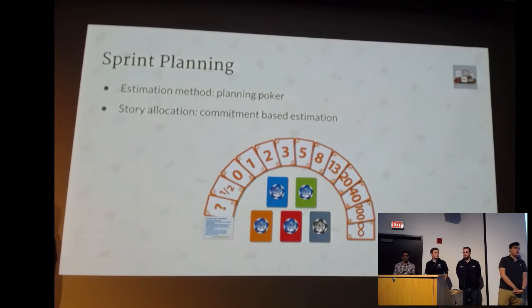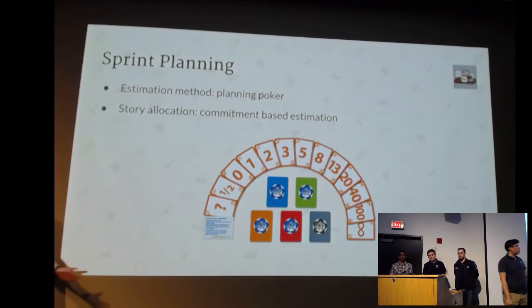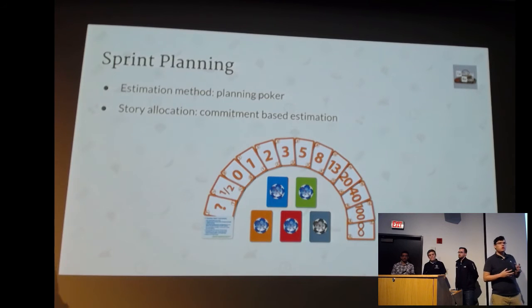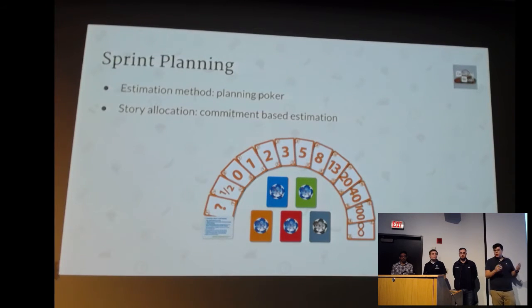Cool. So for sprint planning, we play planning poker. We use the Fibonacci sequence, so that's how we determine how many story points to give each user story. And when it comes to picking what stories we want to do in a particular sprint, we use what's called commitment-based estimation, which means, hey, I think I can commit to doing these user stories. That's how we plan our sprints, and we've had 3 this semester so far.